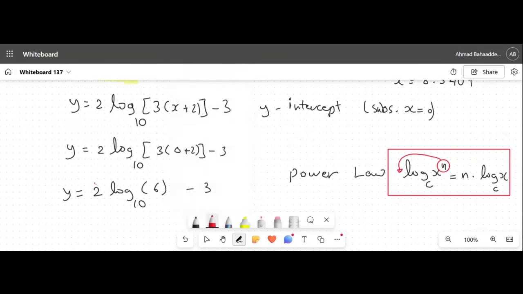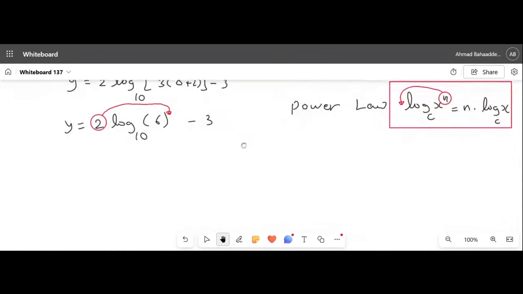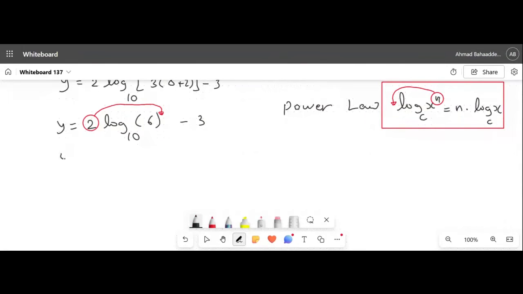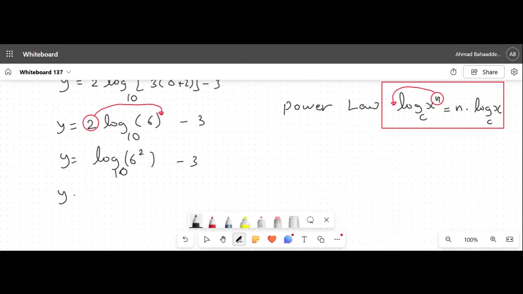So I'm going to put this 2 on top of the 6 in here. I can do that, and I will rewrite it and see what the situation is after that. So y equals logarithm of 6 to the power of 2 for the base 10, and there is minus 3 here. I prefer to put the argument inside the bracket, so this is logarithm of 36 for the base 10 minus 3. We need to find that.